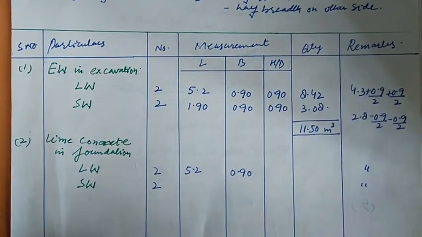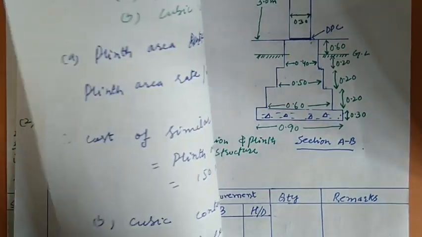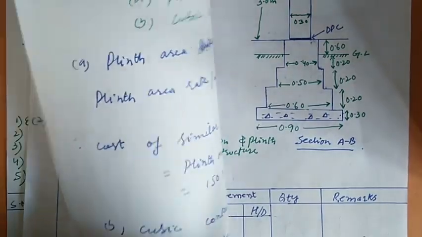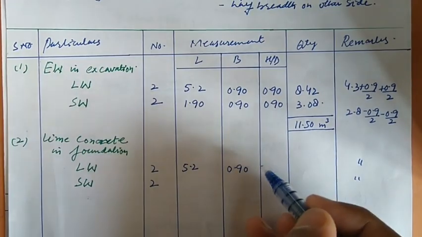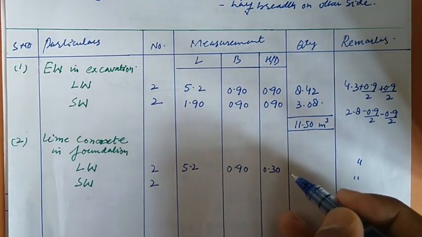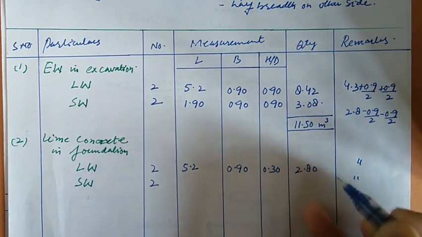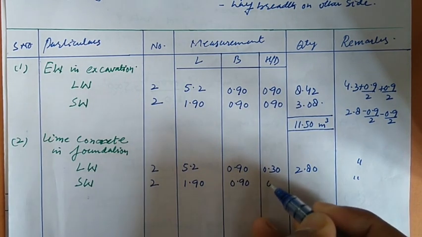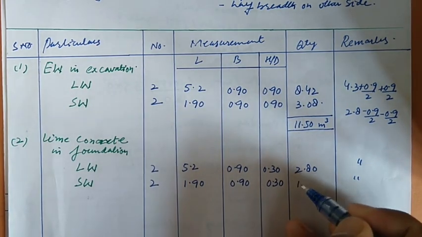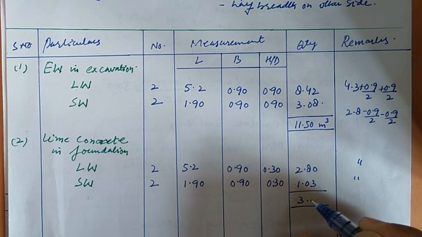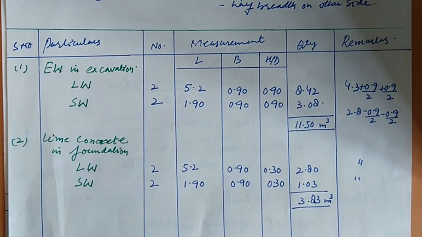Now talking about the height or the depth, in this question the lime concrete is only for this portion, that is 0.30. So the height or the depth will be 0.30. Multiply all these four, we will get 2.80. Similarly for short wall, it will be again 1.90, 0.90, 0.30, and it will be 1.03, and total it will be 3.83. Again it will be in meter cubes.